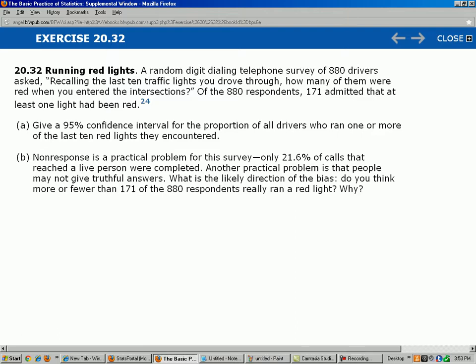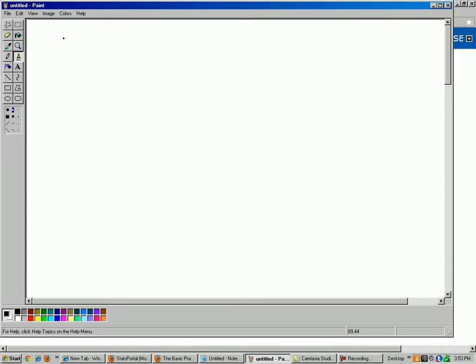Okay, so let's get out a blank piece of paper here. Let's first of all get our basic information. So our sample size n is 880. We had 880 drivers in our sample. Our p hat is the percentage of the sample that said yes, the percentage of the people who said they ran red lights.